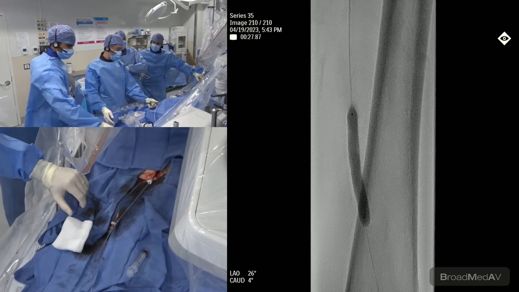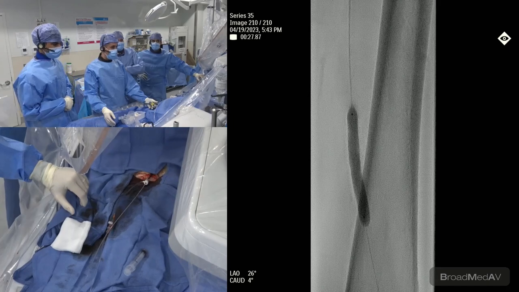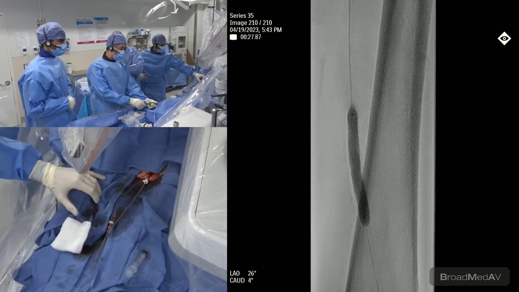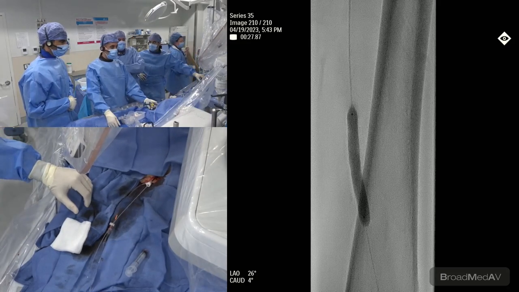What Raman was saying is very important: the vessel prep should be 0.5 above the outer luminal diameter of your stent. So a 6.0 stent is good, you want to go with a 7.0 vessel prep.